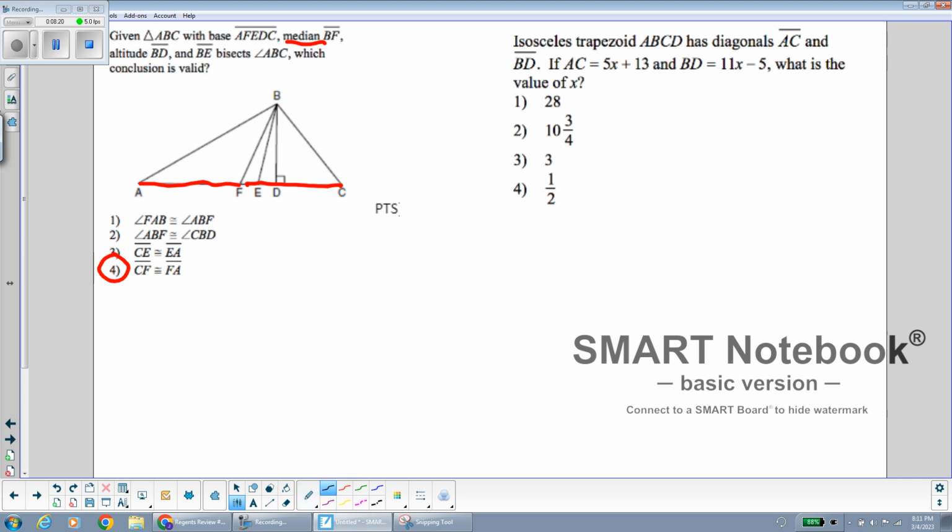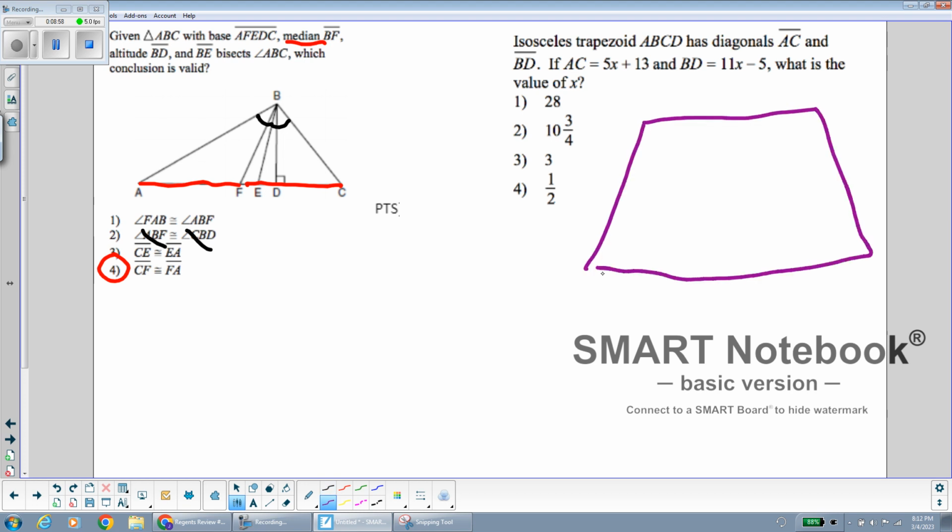I also, just to talk about why the other ones are not right, BE bisects angle ABC. So angle ABC is bisected by BE. So from BE to this end and BE to this end, that would be the same. So that's ABE, not ABF. And CBE, not CBD. And then you can check out the other two. They're incorrect as well, but I feel like most people would have probably. Okay, moving on to the next one.